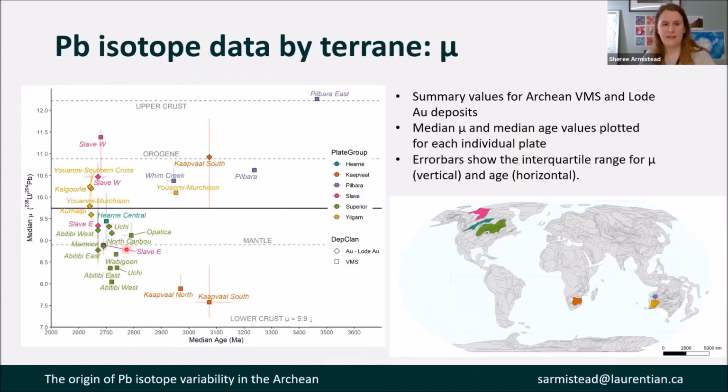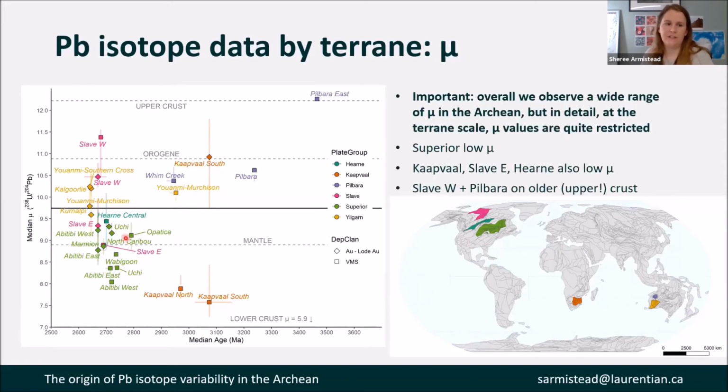So now looking at that data, here I put summary values for Archean VMS and lode gold deposits. Each of these points represents the median mu and median age values for each of those individual plates. The error bars just show the interquartile range for mu, and the horizontal ones are for age. The important point is that even though we observe that wide range of mu in the Archean, if we look at the terrain scale, they're actually quite restricted.